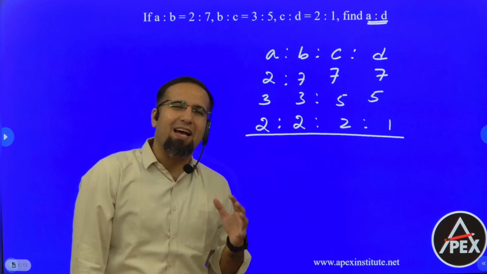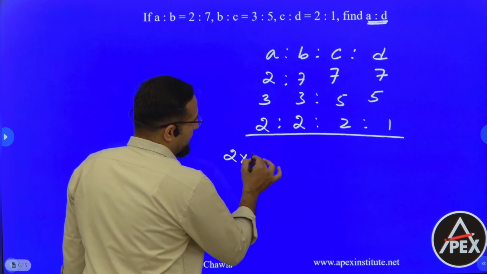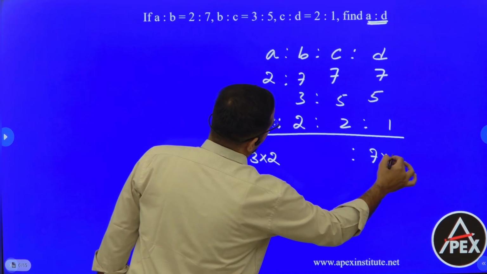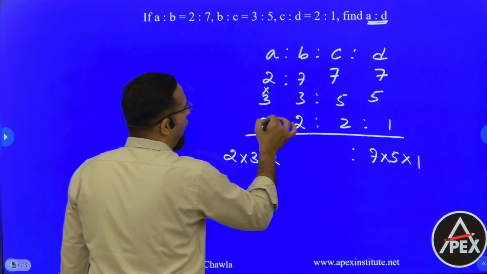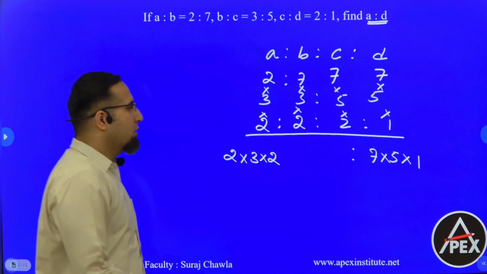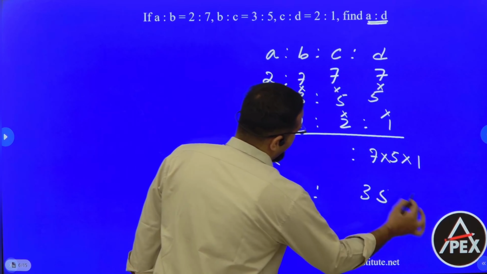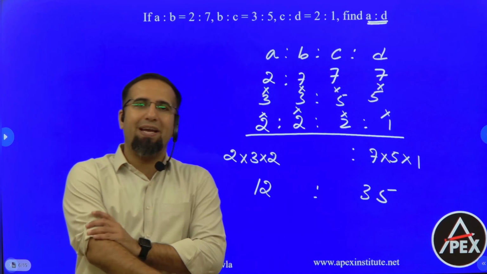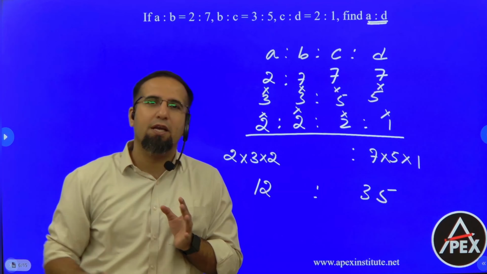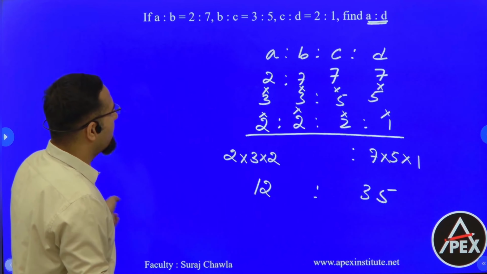Now, the question is directly asking us A is to D, right? So, let's write only A and let's write only D, and we can calculate our answer. So, this becomes 2 into 3 into 2, and D becomes 7 into 5 into 1. I have to just multiply all of them to get the values of A is to B is to C is to D. So 2 into 2 into 3 and 7 into 5 into 1 doesn't have anything common. So this becomes 12 is to 35 is the combined form of A is to D. So if I'm given more than 2 ratios, I apply the same logic, extend it to third ratio and get our required answer. Right? Let's look at one more question here.